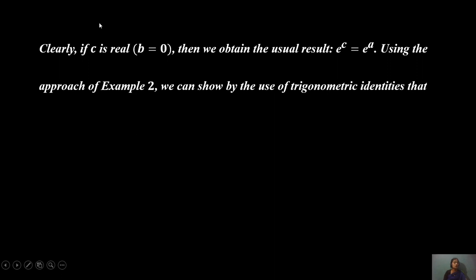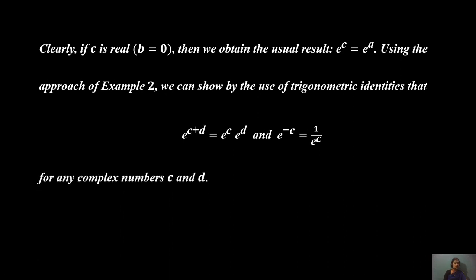Then if c is real, b equals 0, and we obtain the usual result e to the power c. Using this approach in example 2, we consider the trigonometric identity form: e to the power c plus d equals the product of e to the power c and e to the power d, and e to the power minus c is the reciprocal, for any complex numbers c and d.